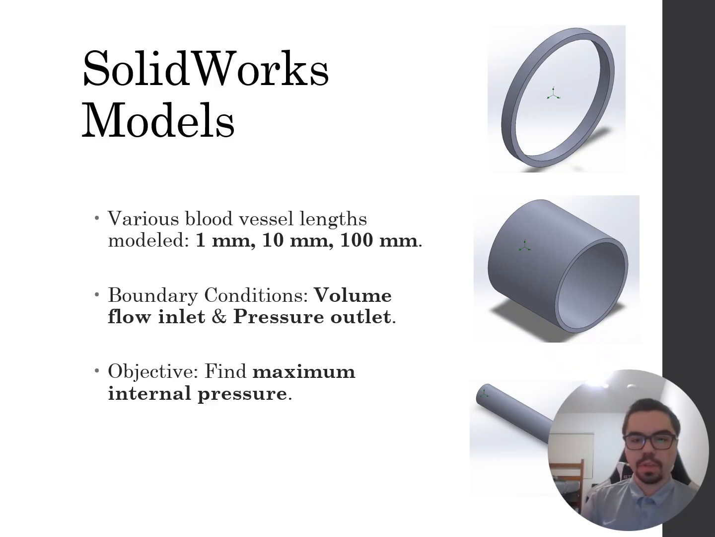So for the SolidWorks models, 3 vessel lengths will be modeled: 1 millimeter, 10 millimeter, and 100 millimeter lengths. For each model, there will be the same boundary conditions: the volume flow inlet, with the volume flow rate from earlier, 350 milliliters per minute, and the pressure outlet of 14.4 kPa. Our objective from each model is to find the maximum internal pressure, because that'll allow us to calculate the stress and strain.